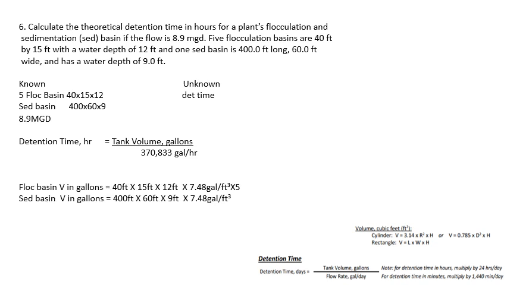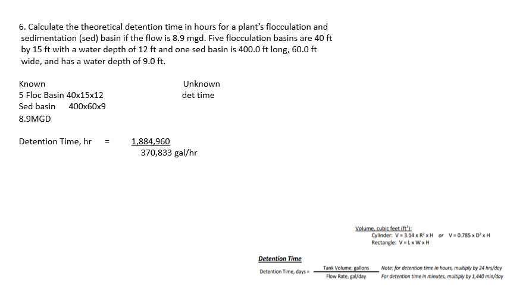So you have your flock basin and your sedimentation basin. Flock basin is 40 feet by 15 feet by 12 feet by 7.48 gallons a cubic foot, and you have 5 flock basins. Sedimentation basin, 400 feet by 60 feet by 9 feet multiplied by 7.48 gallons a cubic foot. Means your flock basin is 269,280 gallons. Your sedimentation basin was 1,615,680 gallons.